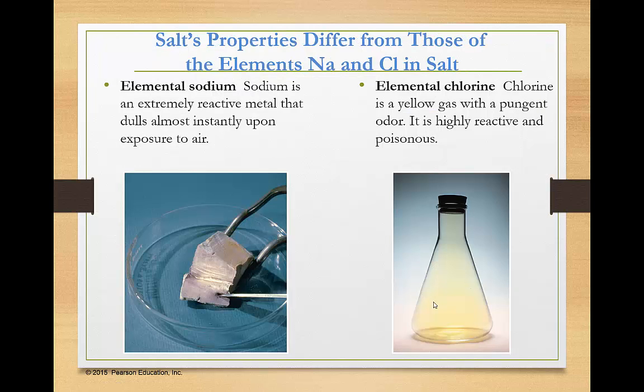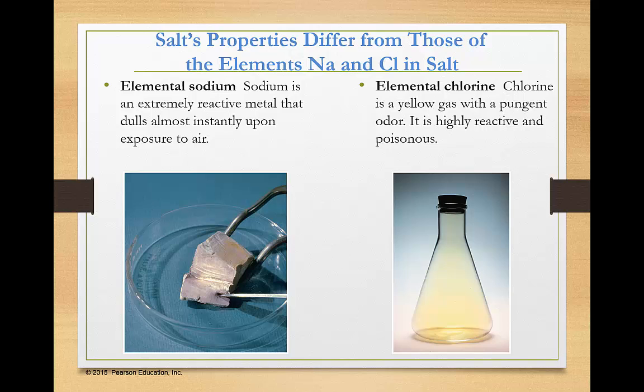The same thing holds for the properties of elements versus the properties of the compounds that those elements come together to create. So for example, if I look at elemental sodium, we looked at the group 1A compounds, the alkali metals, we talked about how reactive they are. So we know that it's an extremely reactive metal. When we cut it, you do see a bit of shininess, but it almost instantly dulls or corrodes upon exposure to air. So very quick reacting.